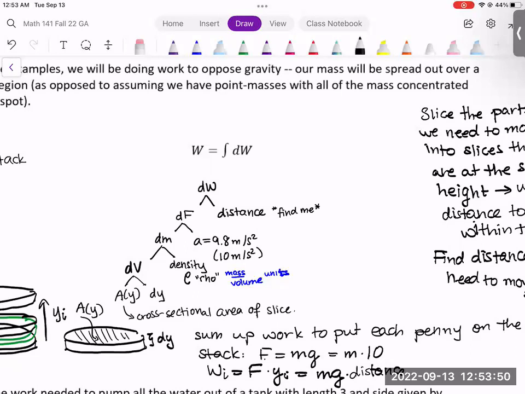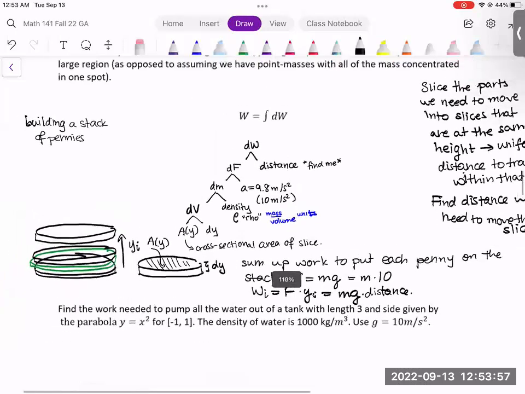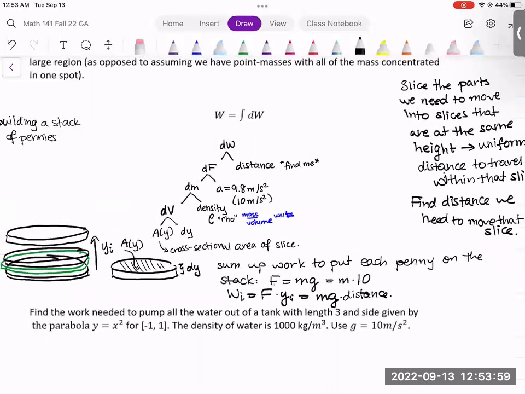We're going to multiply all of these together, and it's going to give us our work. This is going to give us dW. We can integrate this, and it'll give us the work done. So let's try this out with an example.